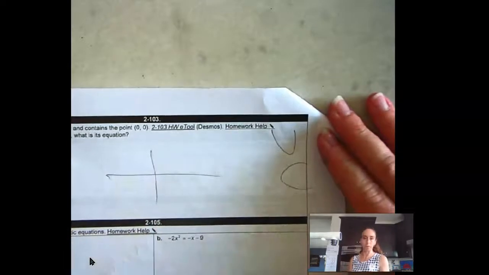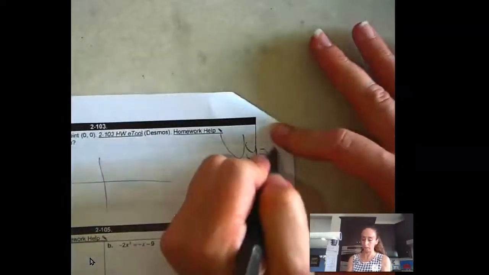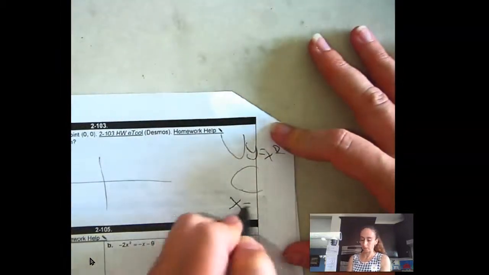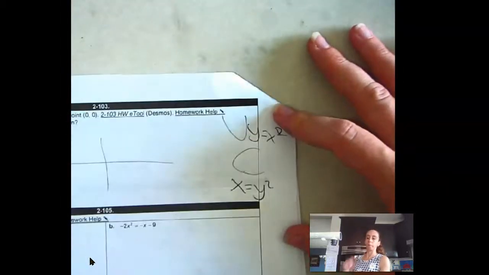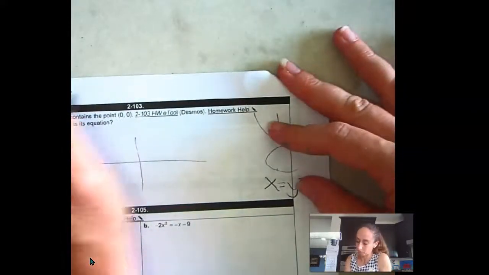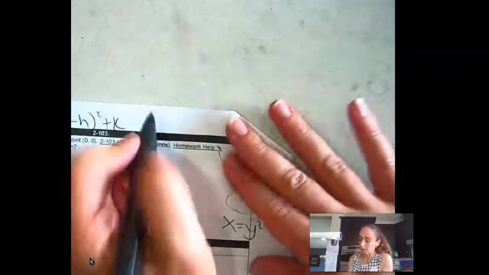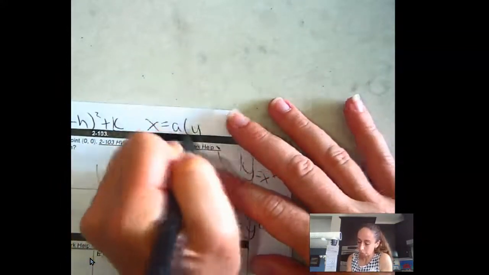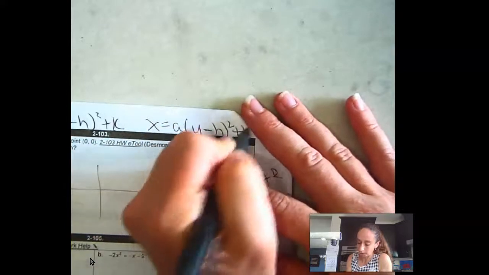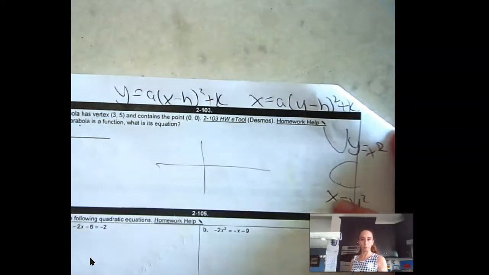On this one, they want you to graph them and decide if it's a parabola that goes like this or a parabola that goes like this. If it's one like this, it's y equals x squared. If it's one sideways, it would be x equals y squared. And remember, what you're going to do is think about what the vertex could be so you can write it in vertex form. Or x equals a times y minus h squared plus k. So this would be this parabola going up, and this would be the horizontal parabola.